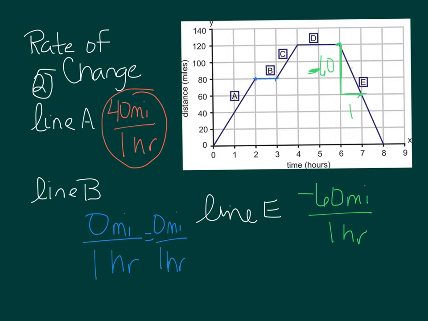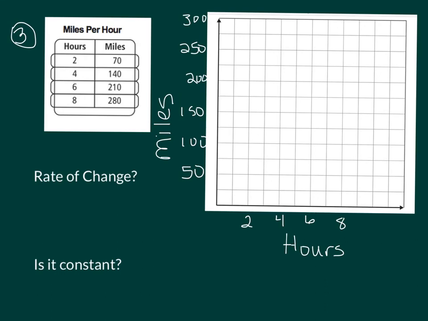All right, let's look at the next one. The next one gives us a table. I already charted this, so make sure you get this in your video notes. I'm going to put points where my problems are: 2 to 70, which is about there, 4 to 140, 6 to 210, and then 8 to 280.